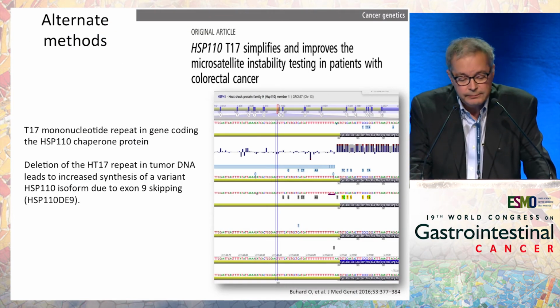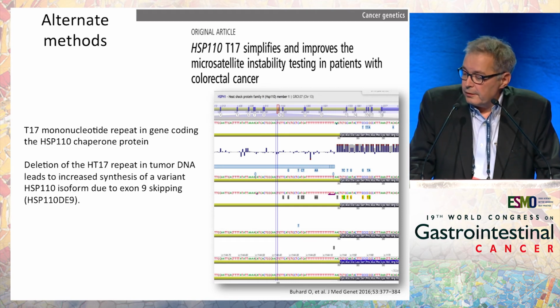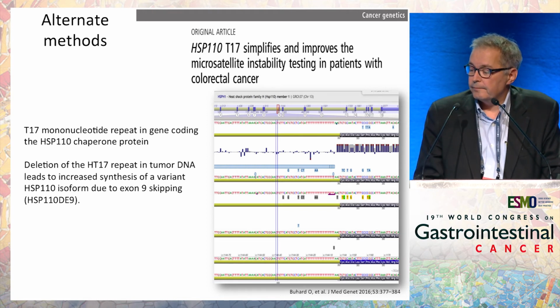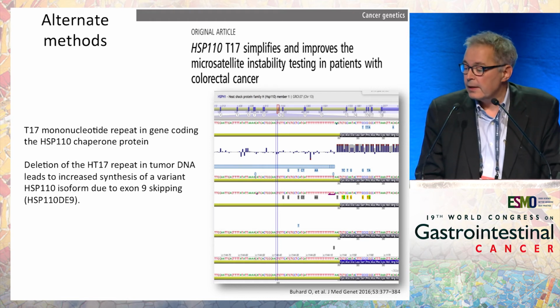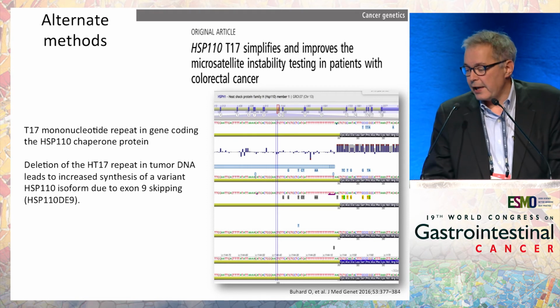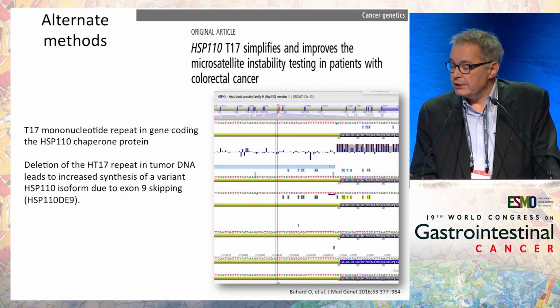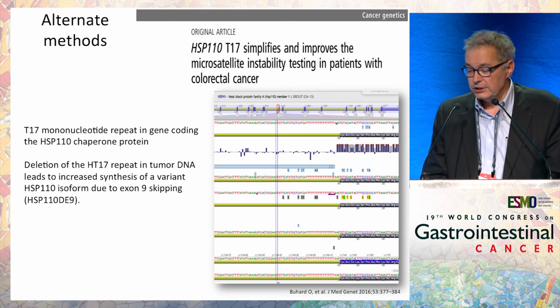There is an alternate method to detect the MSI. The first one is from a French group that described a mononucleotide repeat sequence of 17T in one gene, HSP110. This repeated sequence is present just before exon 9 of the gene. So this sequence is an intronic sequence in intron 8 of this gene.